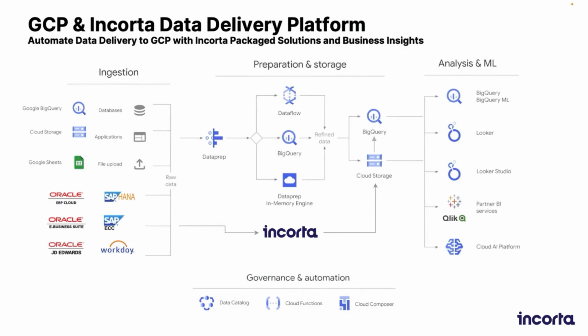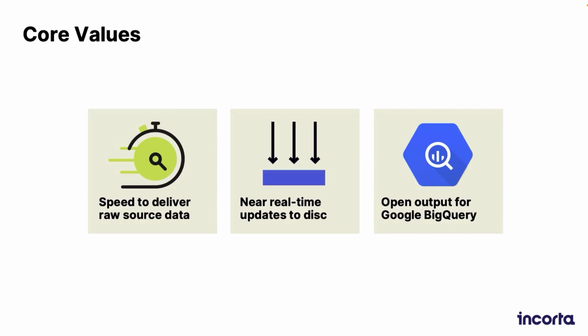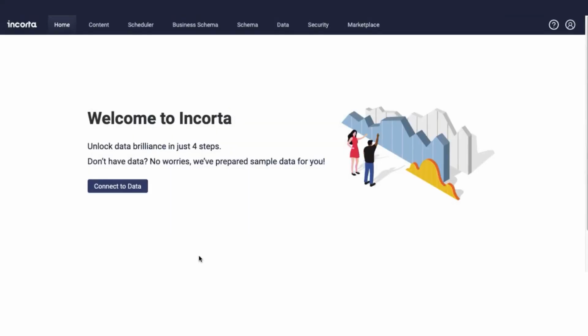Central to Incorta's value proposition is its ability to: 1. Deliver highly complex data from source systems and business applications in hours rather than days. 2. Streamline analytics and storage through near real-time data lakehouse updates to disk. And 3. Provide a performant and open output into Google BigQuery to accelerate complex analytics and data science for today's high-speed business environments. Let's walk through the flow of data into Incorta and the delivery of that data into BigQuery.